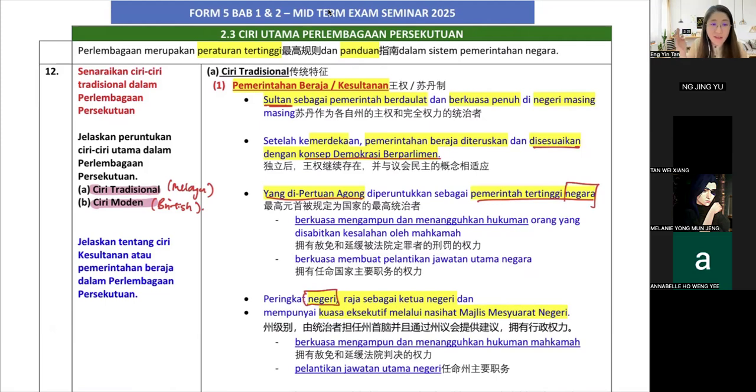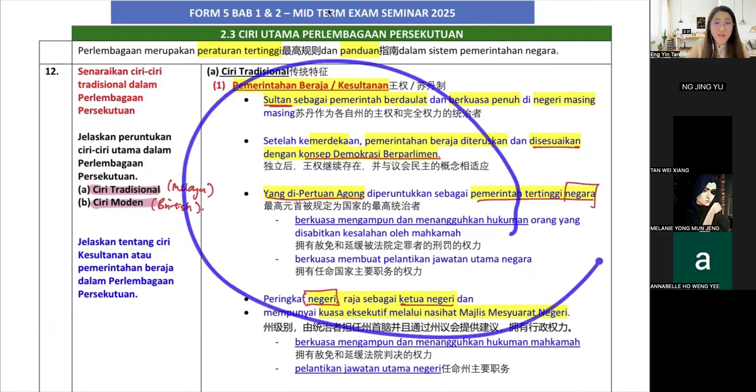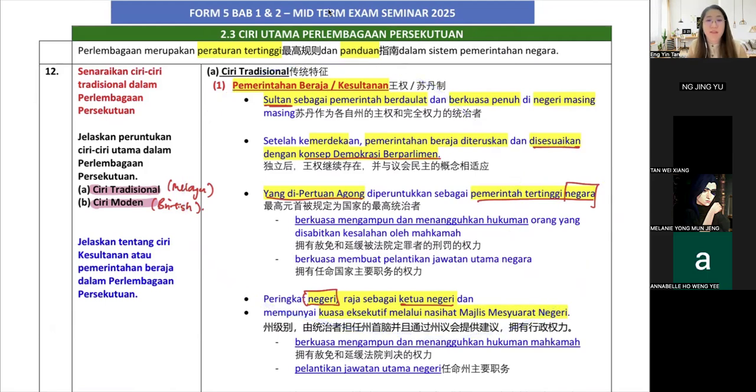Okay. So for the negeri level, Raja is ketua negeri, meaning your sultan is the leader of the negeri. He has the power to what? To execute the law, execute the policy. Okay, at the level peringkat negeri saja. Peringkat negeri. So mempunyai kuasa eksekutif melalui nasihat Majlis Musyawarah Negeri. So basically, this is the first ciri-ciri. Ciri traditional. Pertama is the king.